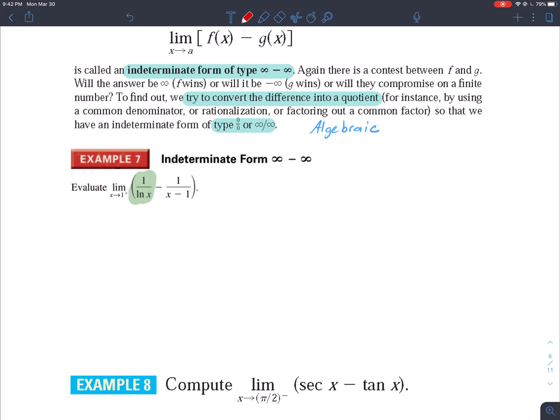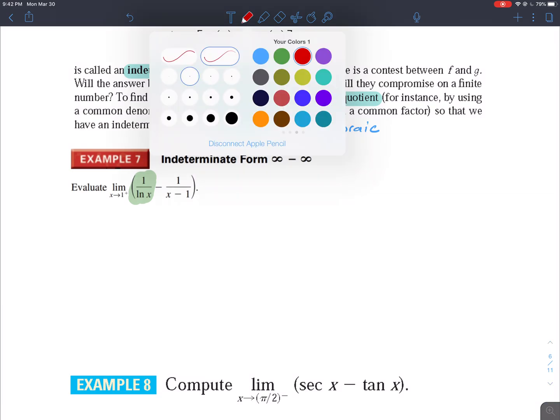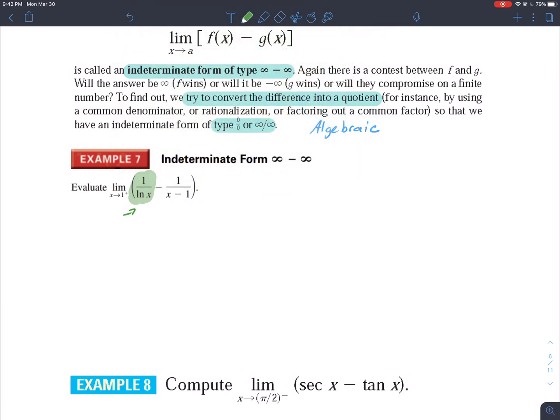And I don't have that. I'm just going to have to say I don't have a calculator. I don't have a way to describe it. But as x approaches 1 from the right in this 1 over ln of x, this whole limit is going to approach infinity as x approaches 1 from the right.